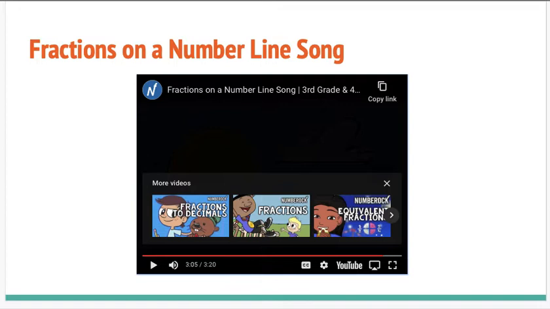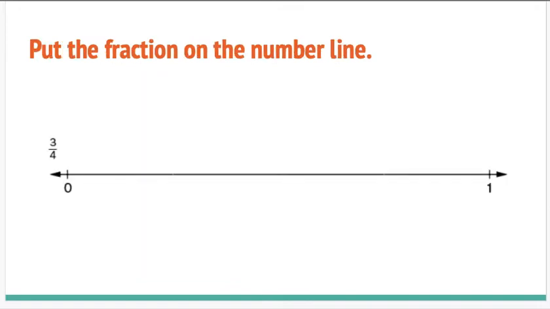Well, that was a fun video, so let's practice some of those skills that they were teaching us. So we're going to put the fraction on the number line. So the fraction we're going to put on the number line is 3/4. So we know that the bottom number, the denominator, tells us how many pieces to cut the number line into. So you should cut your number line into 4 pieces. When we do 4, we cut it in half, and then we cut those halves in half again.